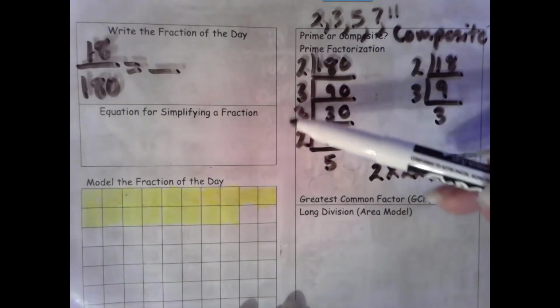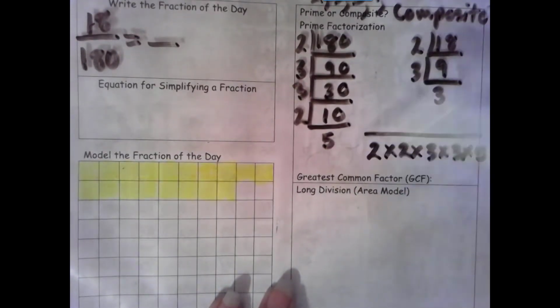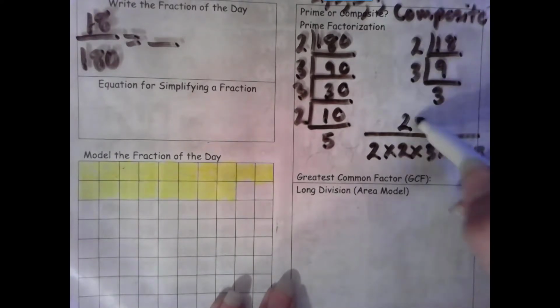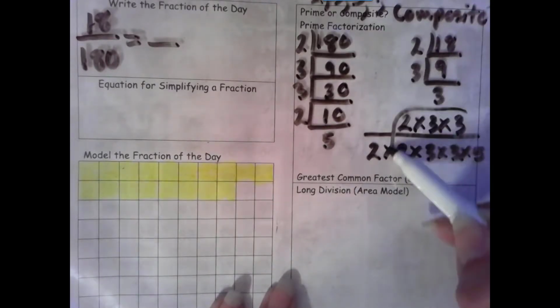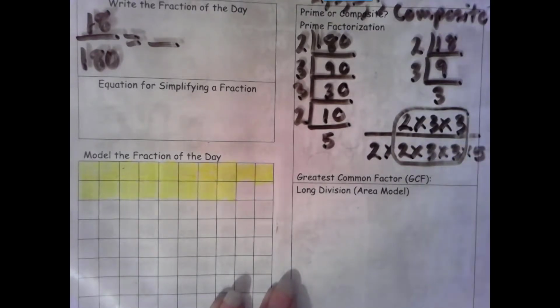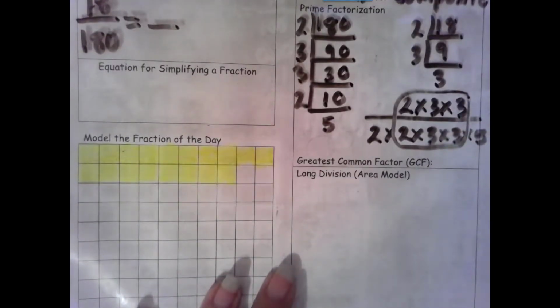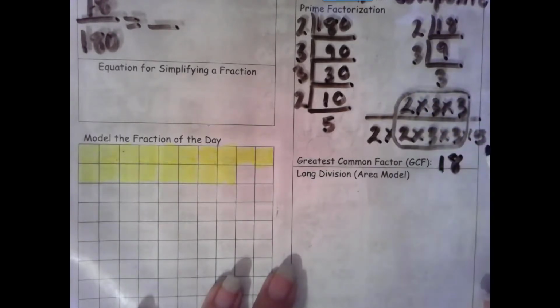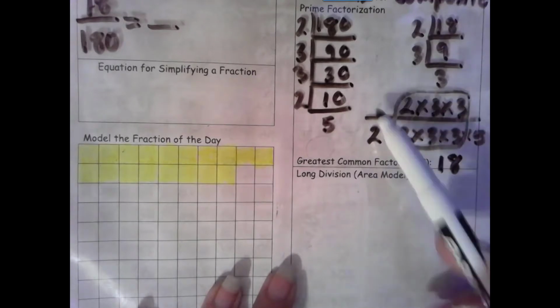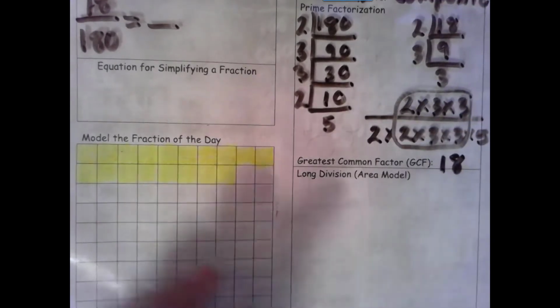So we're getting down all the prime factors of 180, and all the prime factors of 18. Now let's see what factors we have in both. Well, it looks like we have 2 times 3 times 3 as our common factors. And then 2 times 3 is 6 times 3 is 18, so our greatest common factor is 18. That means we're going to be left with 1 in the numerator and then 2 times 5 in the denominator. 2 times 5 is 10, so we should get 1/10 as our fraction. But let's prove it with our model.